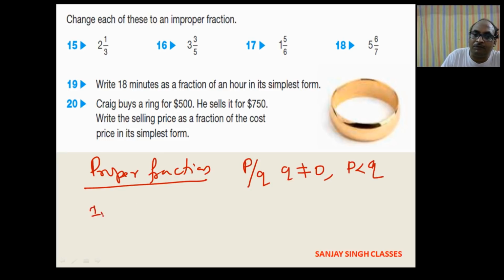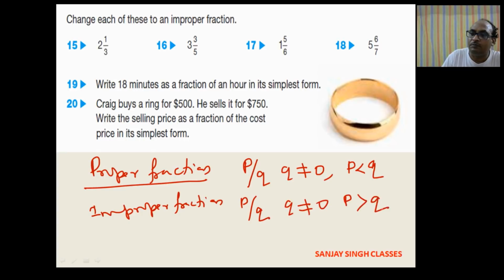In an improper fraction, it will also be in the form of P by Q. Q will not be equal to 0, that is correct, but P will be greater than Q. So this is the difference in an improper fraction. In the previous slide we have already seen it. Here we need to solve this mixed number and convert it into a fraction, which I told you. So it is 3 into 2 plus 1.